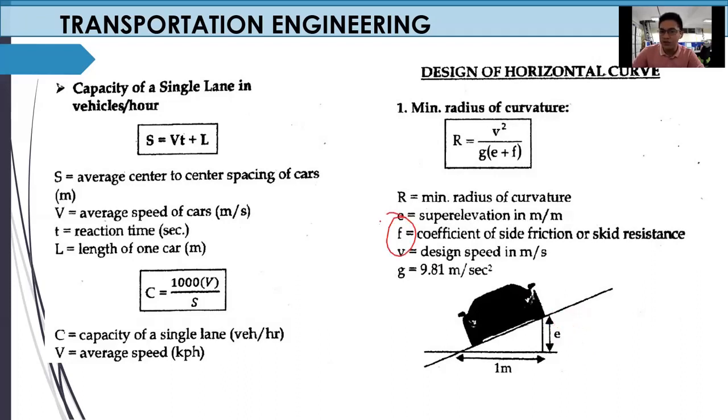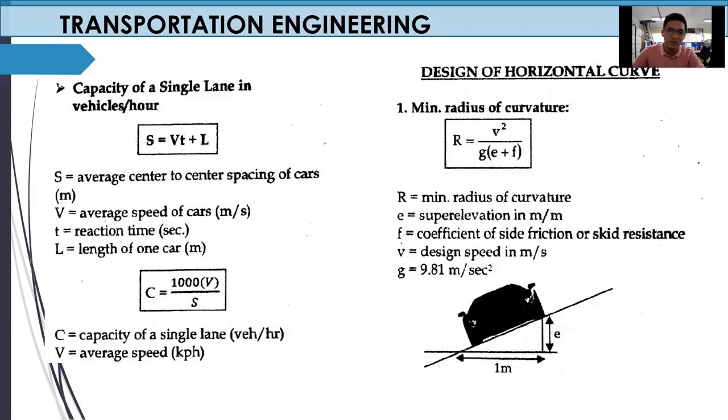F would be coefficient of side friction or speed resistance. So depende sa soil dyan. Pangit naman siguro kung soil lang siya. So, depende sa ating friction, sa ating pavement mismo. No? Or sa ating concrete pavement. So, binibigay talaga yan sa problem. No? Substitute mo lang yan.